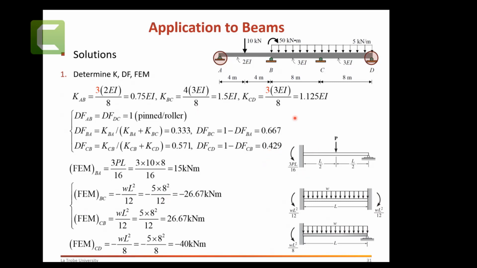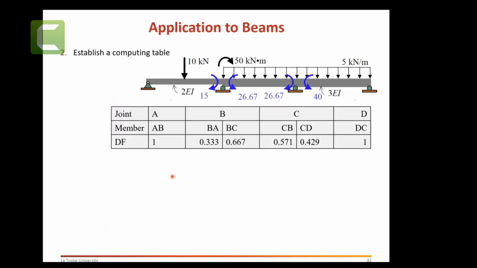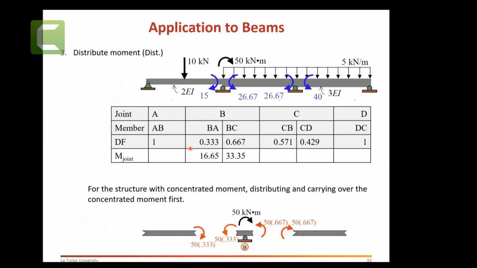Fixed end moments are easy. You can fix this one, and using our tables, you can calculate the fixed end moments for this one. So stiffness, distribution factors, and fixed end moments. That's 3 things you need to calculate before you go on to that table. Now you know this. You put the joints, then you put the members, and then you put the distribution factors, like the distribution factors that you calculated.